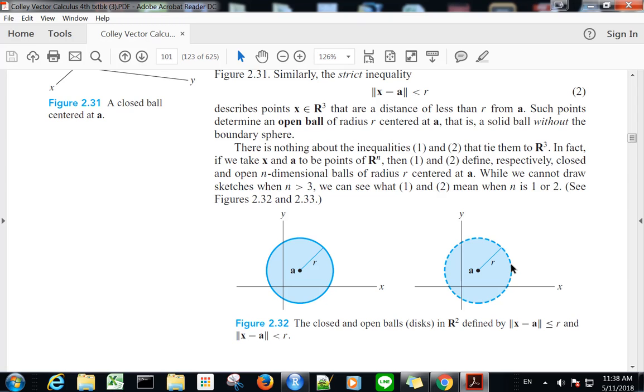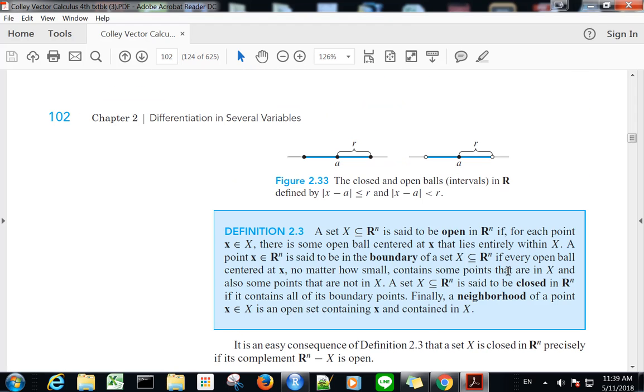Same thing with here. This is still called the boundary. Because any point on the dashed line, no matter how small a circle I draw around it, there are going to be some points that are in the blue and some points that are in the white. So some points that are in the set and some points that are not in the set. Therefore, those points are called the boundary. So now we know what we mean by the boundary.